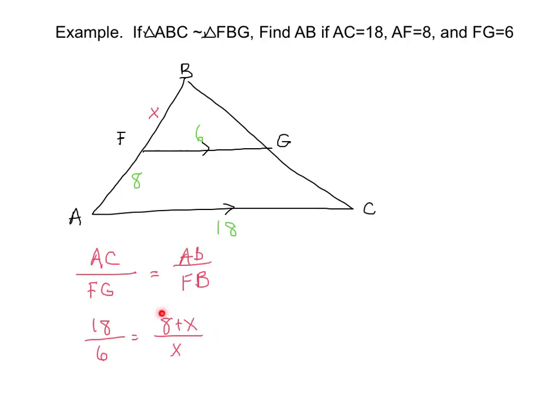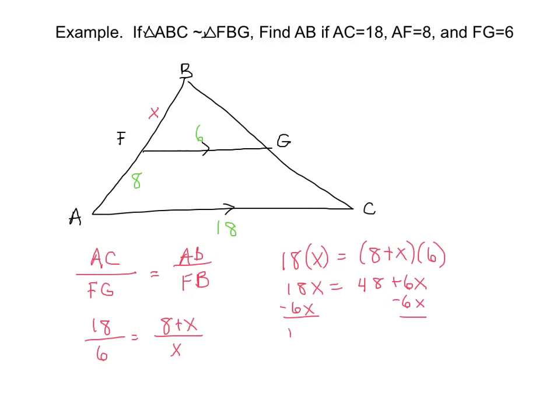Believe it or not, we're actually good. We can solve this proportion now. How do we do it? We cross multiply. 18 times x is equal to 8 plus x times 6. So our left side becomes 18x and our right side becomes 48 plus 6x. Now solve for x. Subtract the 6x over. We see that 12x is equal to 48, so x is equal to 4.